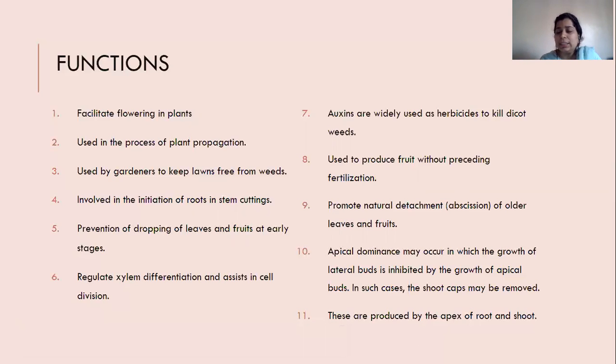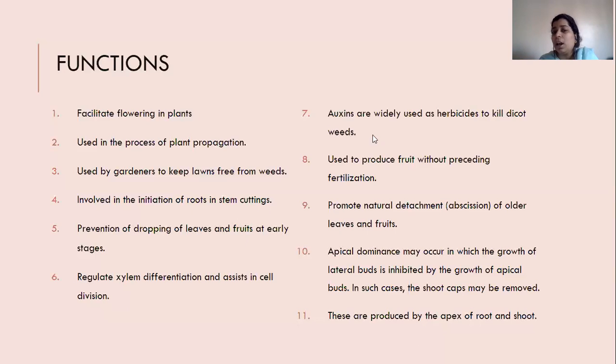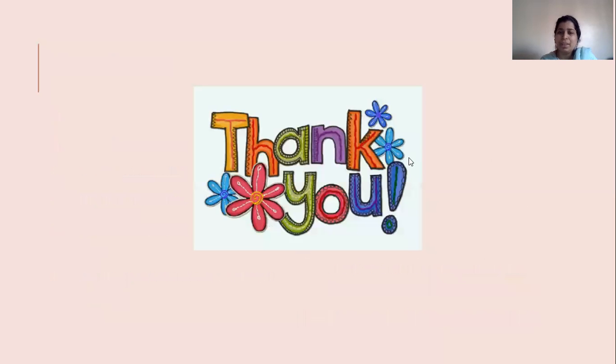So here is a very short introduction about phytohormones. In our next class, we will study in detail how each of these points affects the growth of the plant. Thank you.